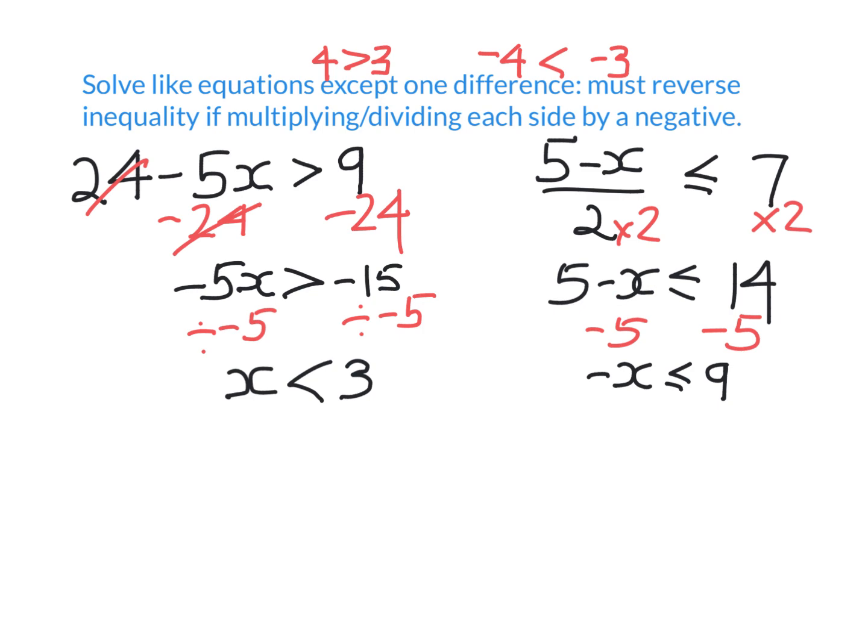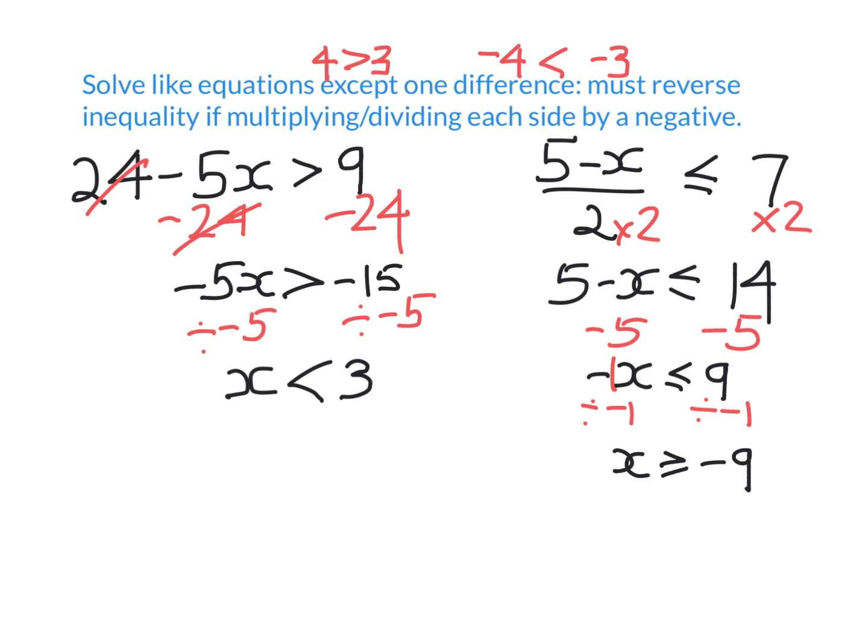This negative belongs to the x, it stays there. So I don't want to know about -x, I want x by itself. The way you get rid of this negative, because it's essentially a -1 coefficient, is you times or divide each side by -1. So if I divide each side by -1, once again, I am dividing each side by a negative. So what I must do is reverse the inequality, change its direction. So I get x is greater than or equal to -9.